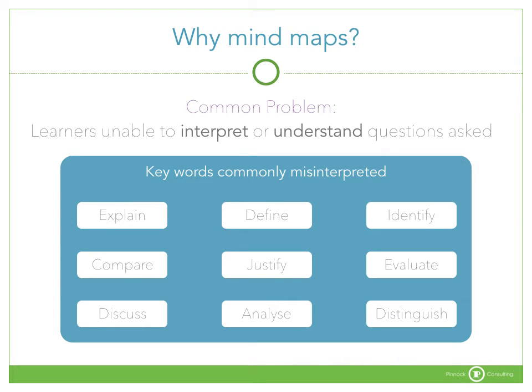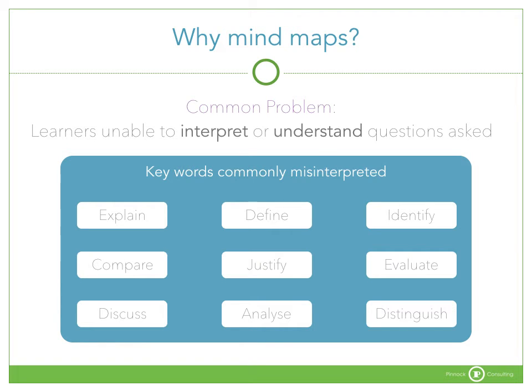So let's look at why mind maps are so important. A common problem in the classroom is that learners are unable to interpret. Now, the words below in the blue block are words that are commonly misinterpreted by learners. They fail to understand what the difference is to explain versus define something. What does it actually mean to compare, to make a comparison?